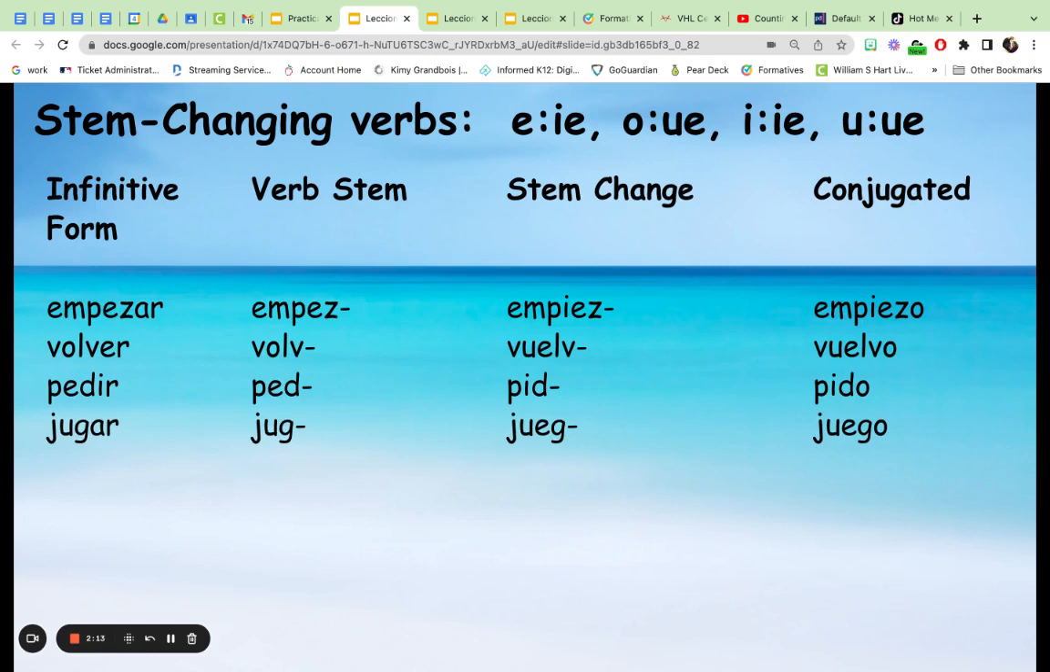And last but not least is the U to UE stem changing. Jugar, you take off the AR, you have JUG. You change the U to UE, and you put on the ending.